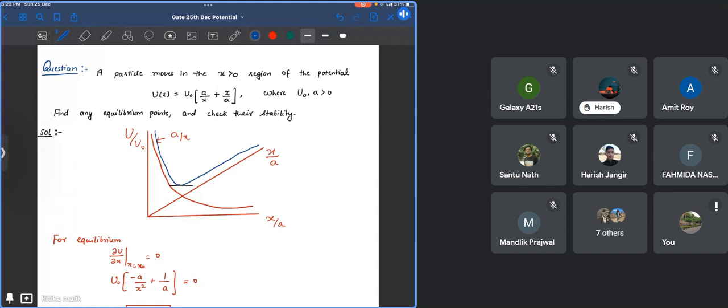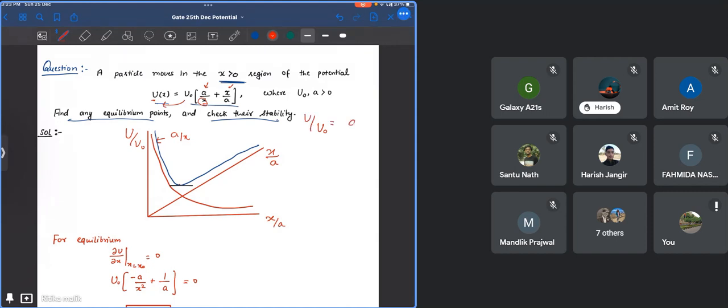This type of question you will encounter in your GATE exam, in which a particle moves in the x greater than 0 regime and the potential is given by this kind of form. Find the equilibrium point and check its stability as well. If you try to plot the potential energy U versus x, you plot each and every term one by one. For example, for this first term, you just take u naught on this side. It is a constant.